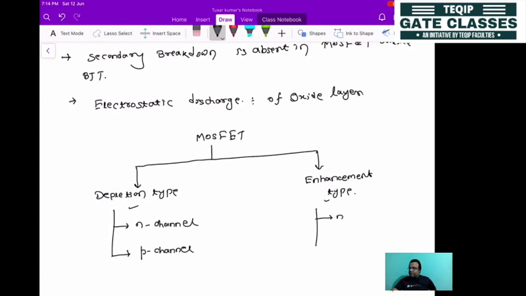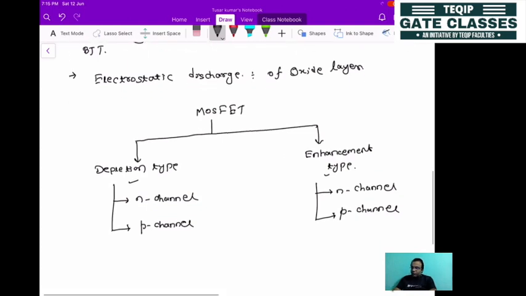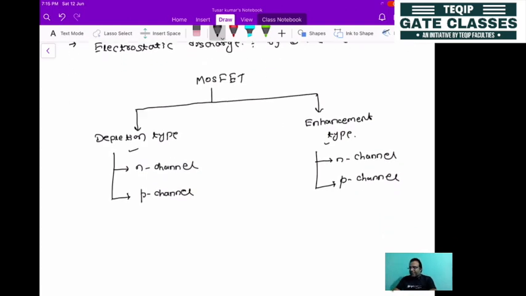Similarly, enhancement type MOSFETs are also classified into two types. One is called N channel, and the second one is P channel. So these are the MOSFETs that we will be discussing one by one, the depletion type as well as the enhancement type. In both cases you have two types of configuration, N channel and P channel.